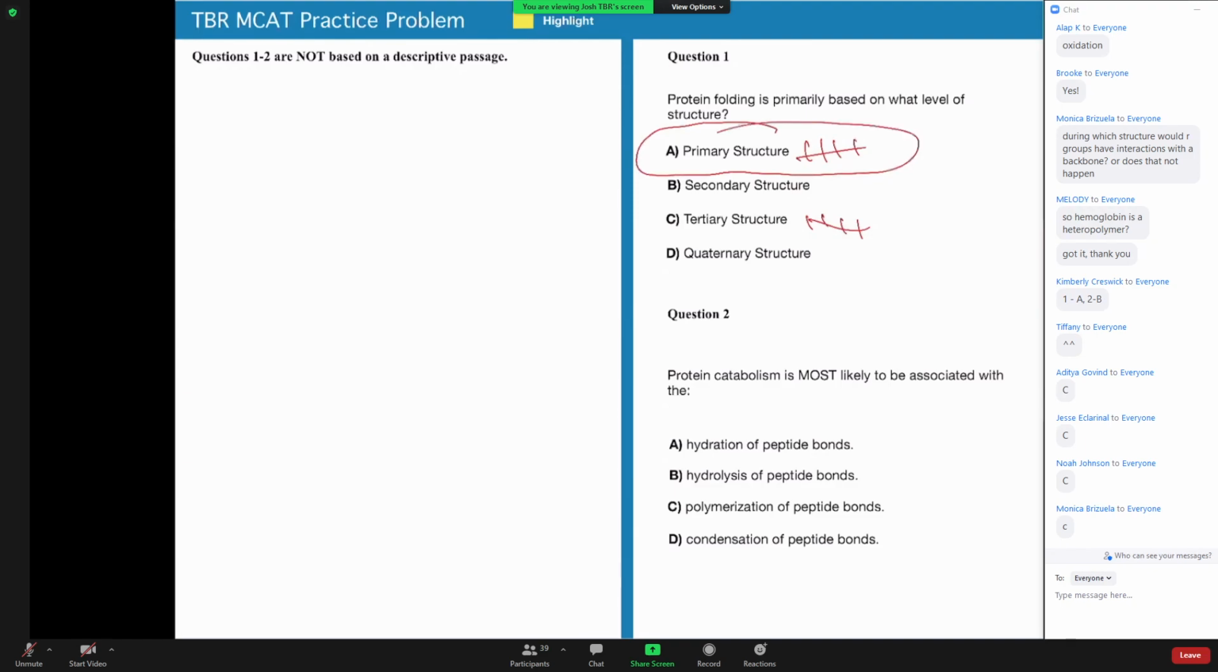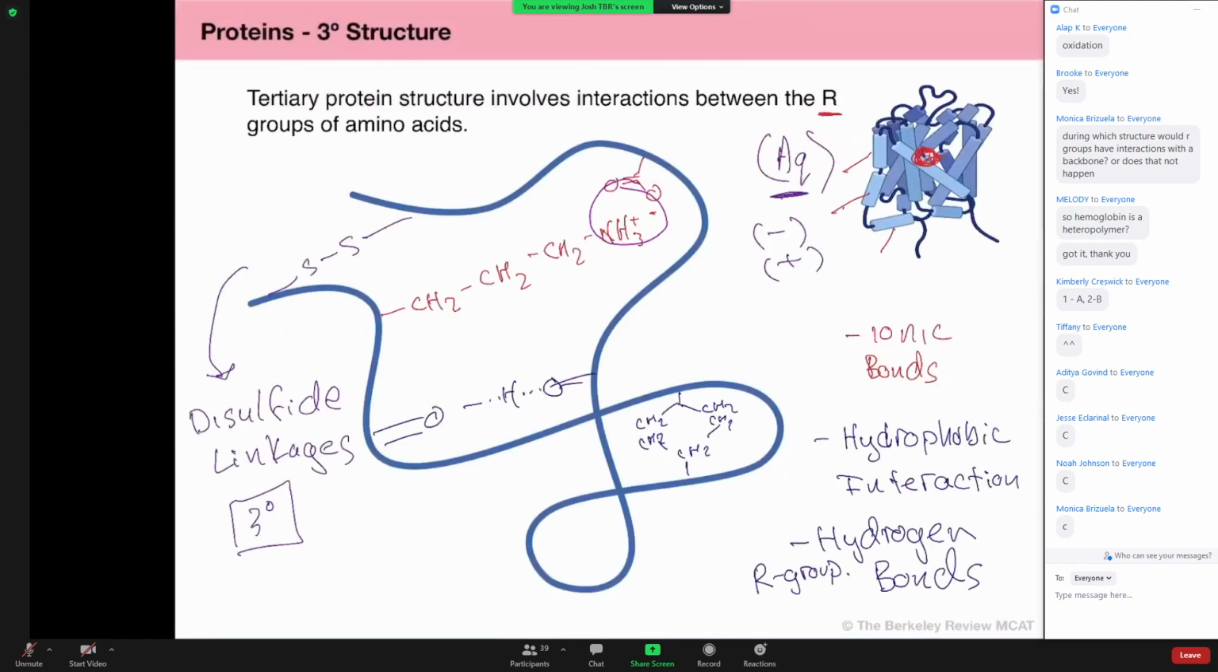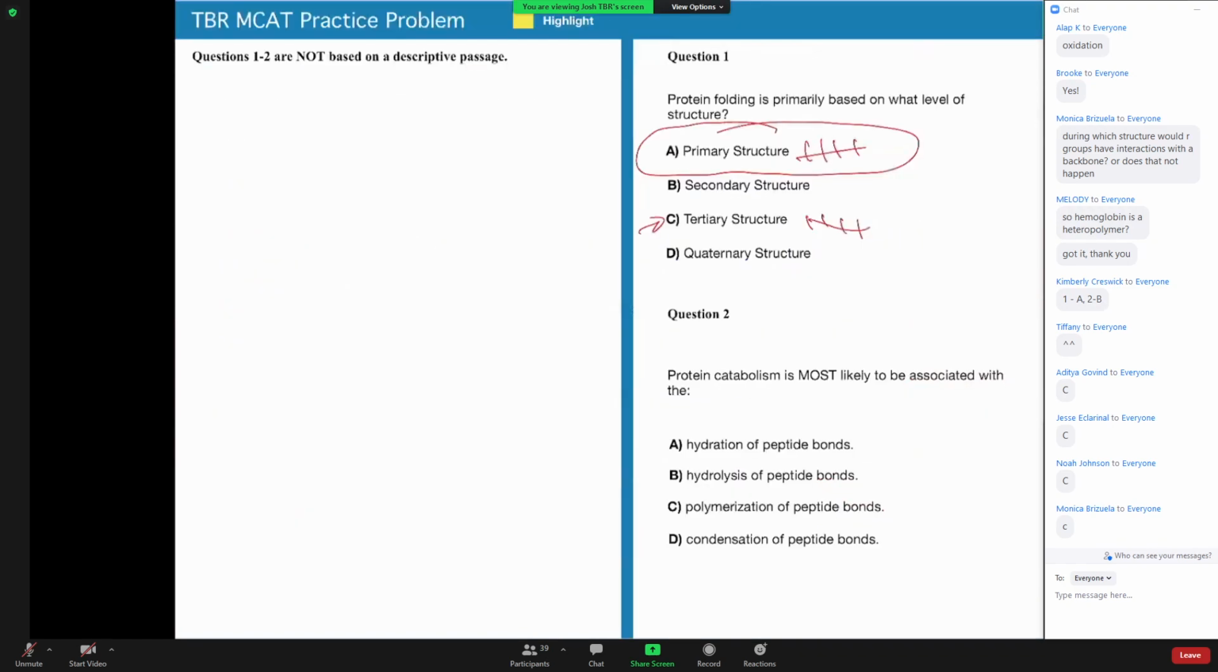Okay, and it's very confusing because it's very easy to think that, especially as we go over these slides, how these R groups are interacting, which is kind of holding the thing together, you would think that it would be the tertiary structure. But what it's actually primarily based on is the primary structure.